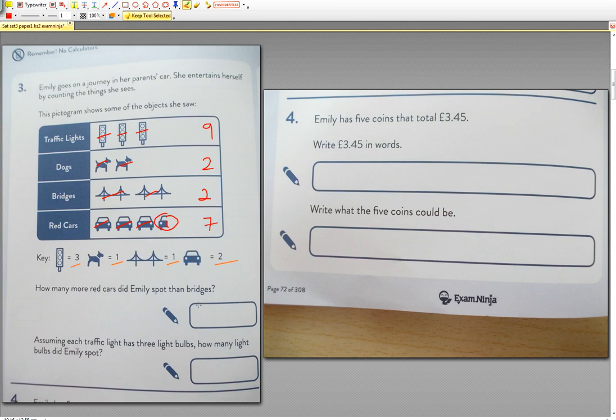Now that we've put all these numbers on here, we can start answering the questions. How many more red cars did Emily spot than bridges? Let's have a look. The red cars were 7, and the bridges were 2. So 7 minus 2 gives us 5. Assuming each traffic light has 3 light bulbs, how many light bulbs did Emily spot? She spotted how many traffic lights altogether? 9. And in each one there are 3 light bulbs. So 9 times 3 is equal to 27.